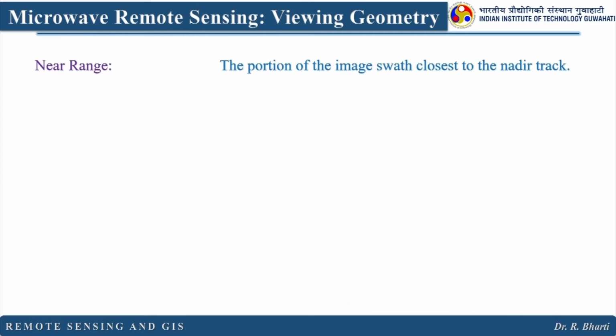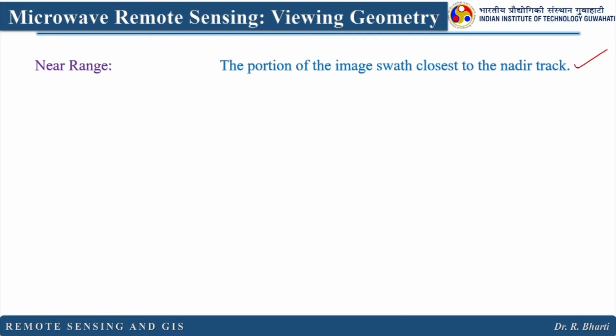Now, let us see how we can explain this. Sometimes you have to write some definition, or sometimes you have to write what you mean by near range, far range, then how will you write. So, by using that diagram, as well as this text, you can explain all this viewing geometry.